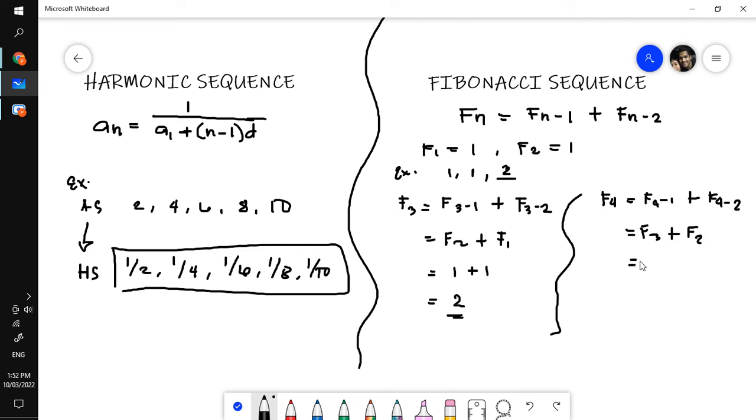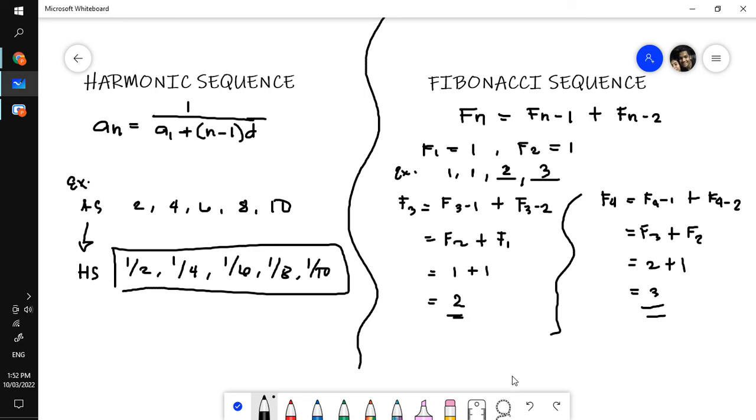Now let's substitute. The value of our f sub 3 is 2, and the value of our f sub 2 is 1. So let's add this. We have here 3. This gives us the value of our f sub 4 for the Fibonacci sequence, which is equal to 3. And that's the definition of a Fibonacci sequence.